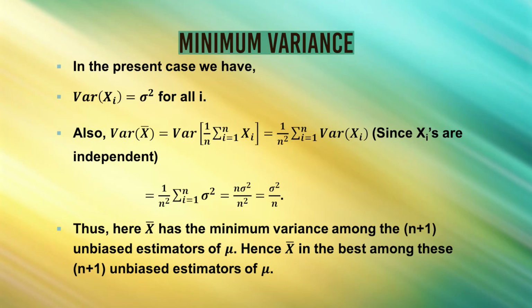So in the present case, variance of xi is sigma square for all i because it is a random sample. Also, we can work out variance of x bar; it will come out as sigma square by n. So we had n plus 1 unbiased estimators. What are those? x1, x2, ..., xn and x bar. x1, x2, ..., xn have the variance sigma square, and x bar has the variance sigma square by n. So which is the minimum variance among these n plus 1 unbiased estimators? Evidently x bar. Thus x bar has the minimum variance among the n plus 1 unbiased estimators of mu. Hence, x bar is the best among these n plus 1 unbiased estimators.